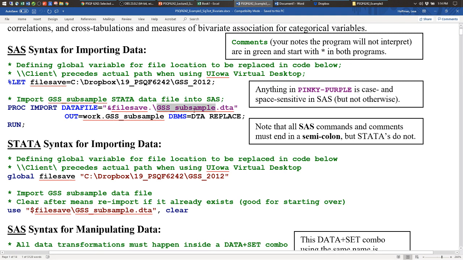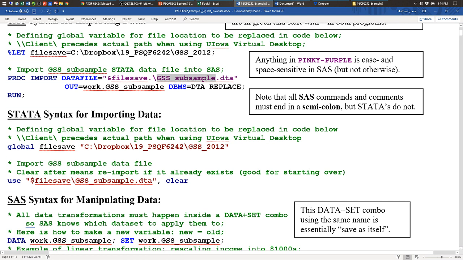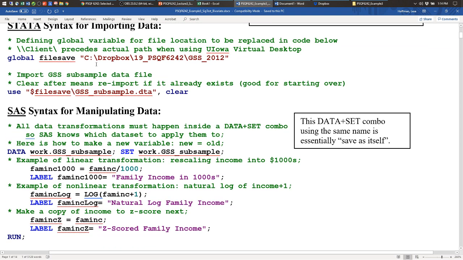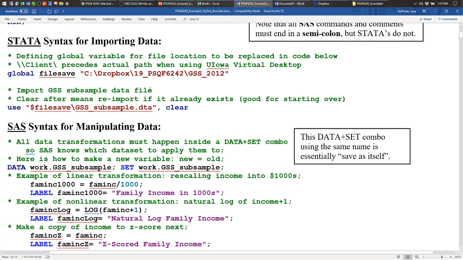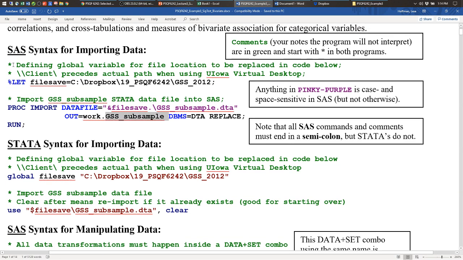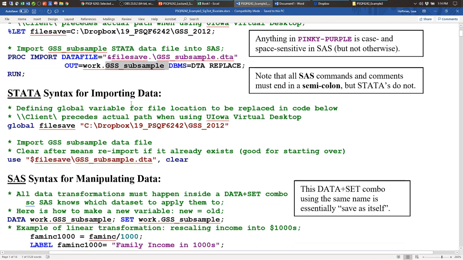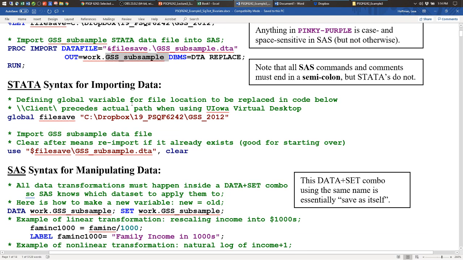The data set is called GSS subsample. Since I'm wanting to show some pictures, I selected 100 cases out of that bigger data set. That way it's easier to see. It's going to the temporary work directory, and it's called GSS subsample. If you're doing the Stata version, it's the same principle, just slightly different words to accomplish the same thing. So at this point, you would have a data set active in memory that you can then either do things to or ask things of.